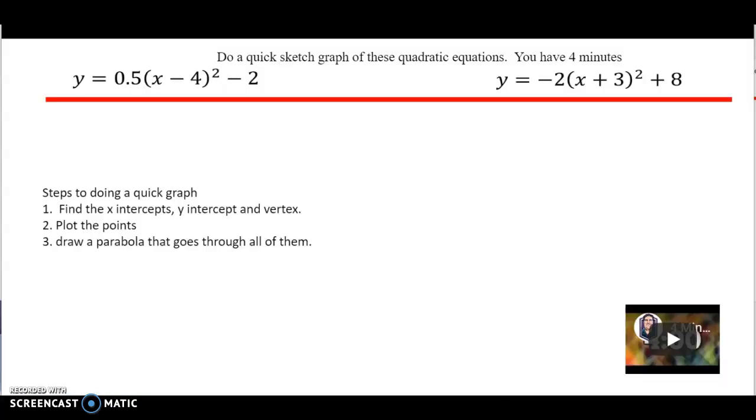Okay, now it's time for you to try graphing these two quadratic equations in vertex form. Please pause the video and try this yourself. The answer will be shown in 5 seconds. 5, 4, 3, 2, 1.